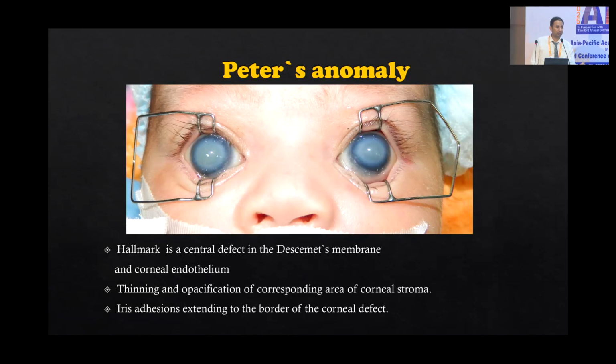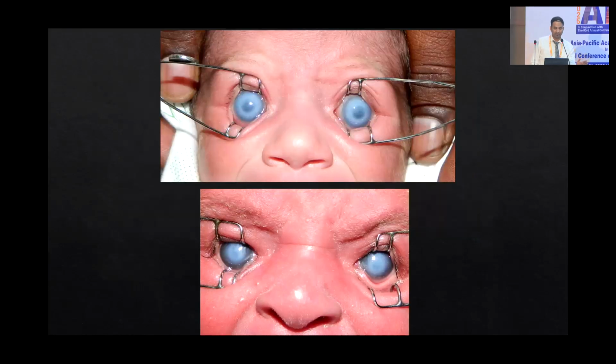This is a case of Peters anomaly. In Peters, the very important thing I want to highlight is that all eyes will appear white. So every white is not the same. We need to look very carefully in this Peters anomaly. We can see peripheral clearing and central clearing. You can see there is a central clearing over here. So this is the hallmark of Descemet membrane defect in corneal endothelium.